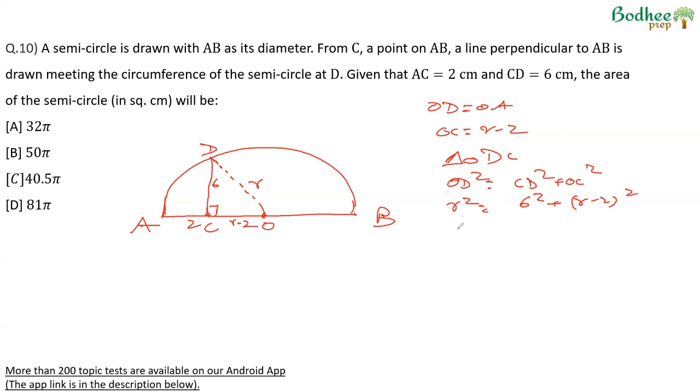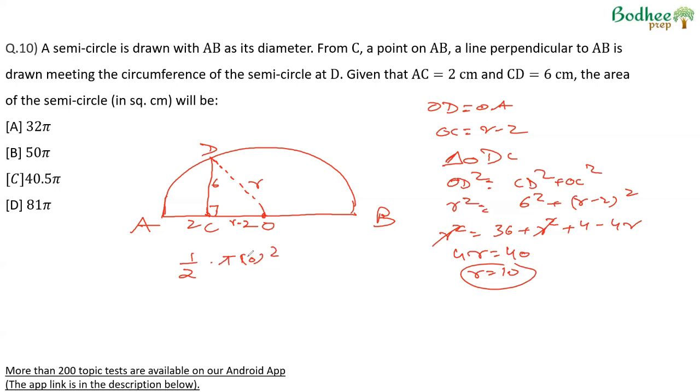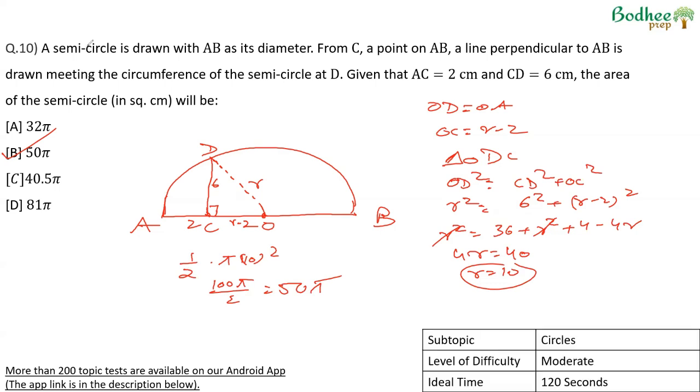R will therefore come out to 10. R square is equal to 36 plus R square plus 4 minus 4R. R square cancels. 4R is equal to 40. R is equal to 10. The radius of the circle is 10. The area of the semicircle will be half of pi R square, which is nothing but 100 pi by 2, or 50 pi becomes my answer. I think it's a relatively easy sort of question, maybe 2 minutes to solve.